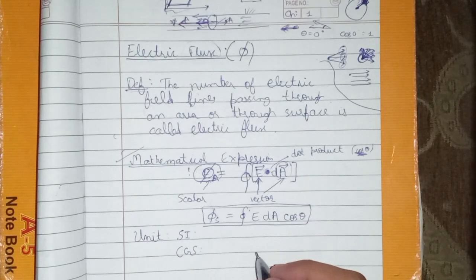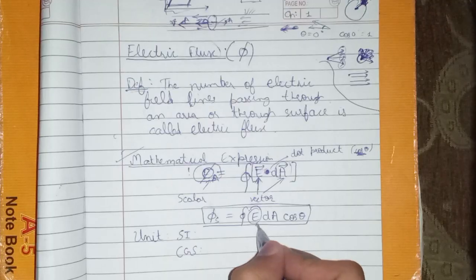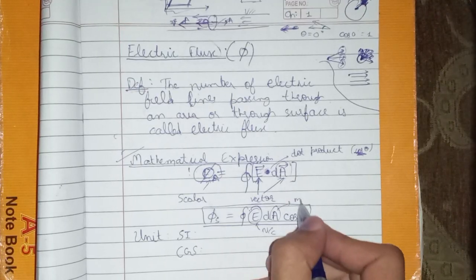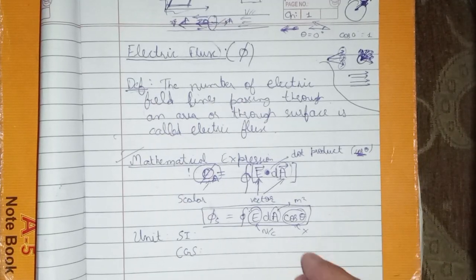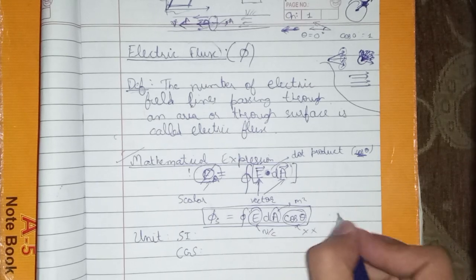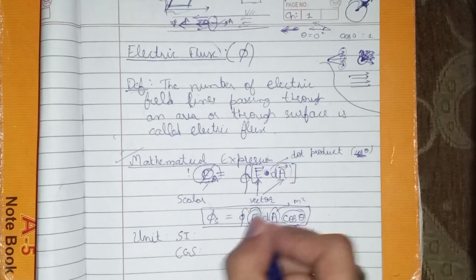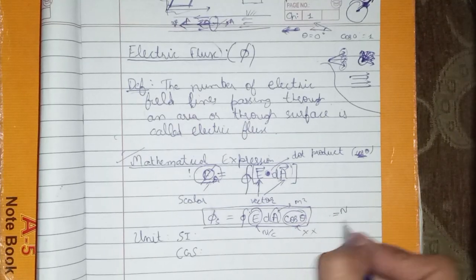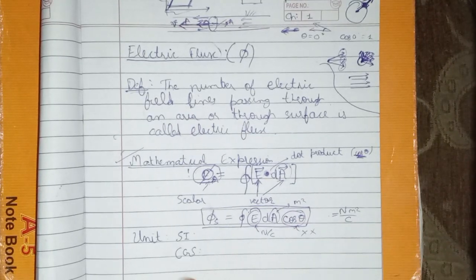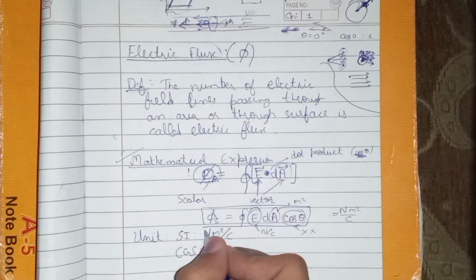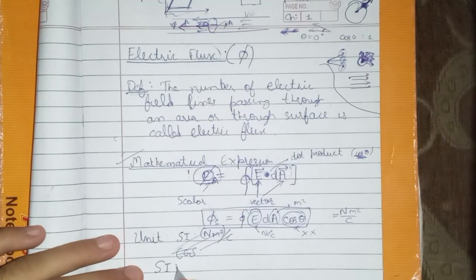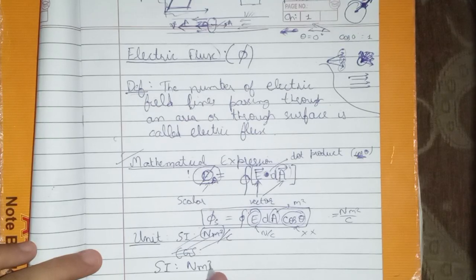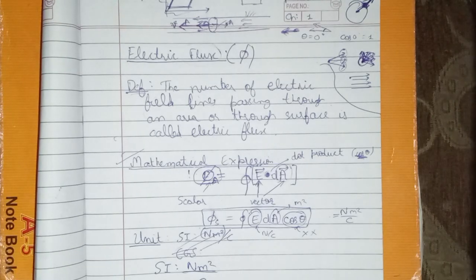The unit, an important one. Electric field gives you Newton per coulomb, area gives you meter square. They are multiplied, and cos theta is just a number, no unit and not even a dimension. So these are in multiplication. The final unit would be Newton meter square by coulomb. This complete one is divided. Newton meter square whole divided by coulomb.